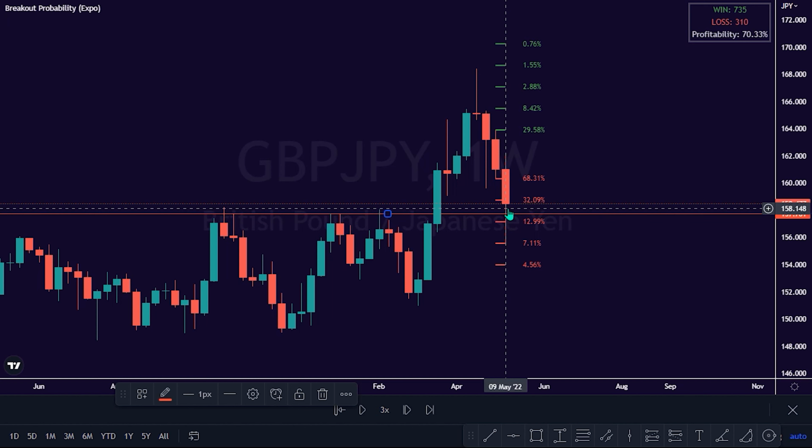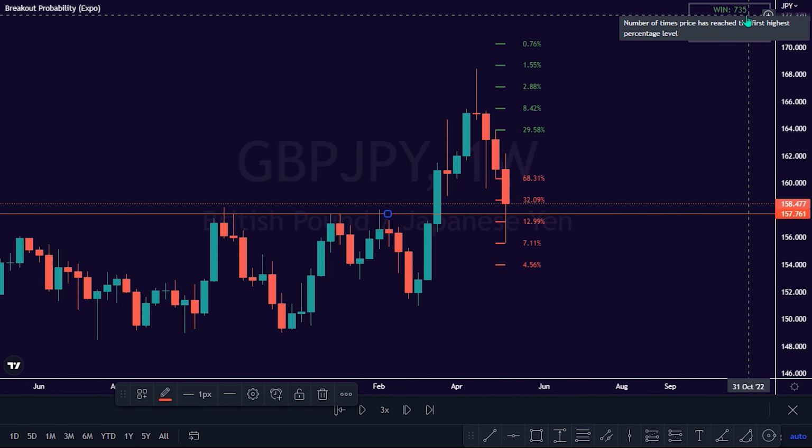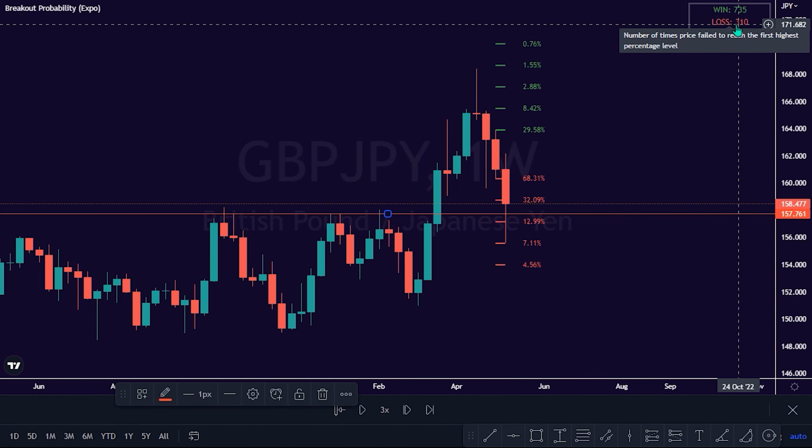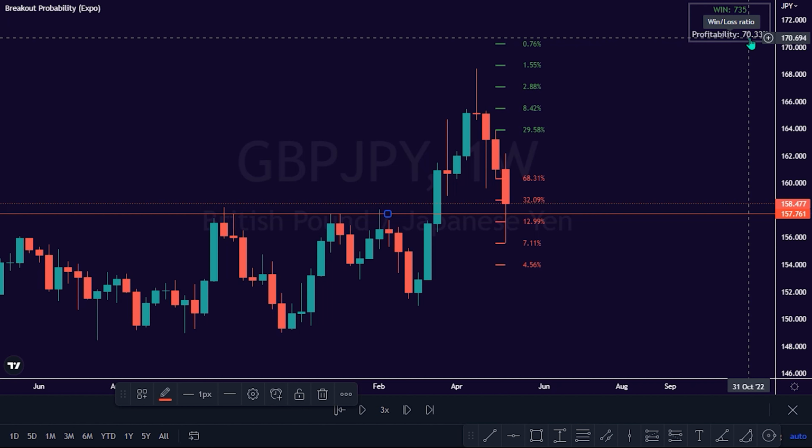The Breakout Probability Expo indicator gave a strong probability ratio supporting bullish anticipation on the weekly time frame. The win rate is 735. The loss rate is 310. And the profitability ratio is 70.33%.